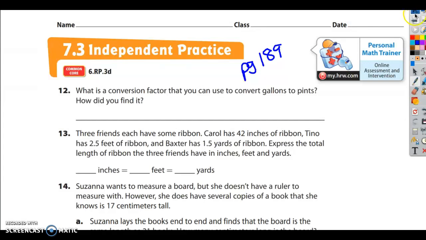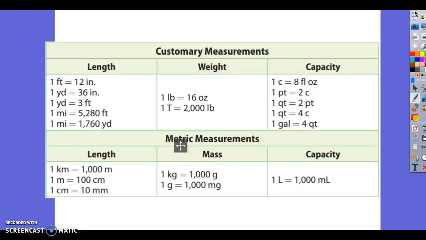So the first thing I'm going to do is remind you that we had this table on page 186, and it looks like this. I'm going to refer to it, and whenever you get a problem and you're not sure of a conversion, you can go look at this. So I'm going to look for gallons and quarts, because the question said gallons to quarts. Nope, it didn't. It said gallons to pints. I'm sorry about that. It said gallons to pints.